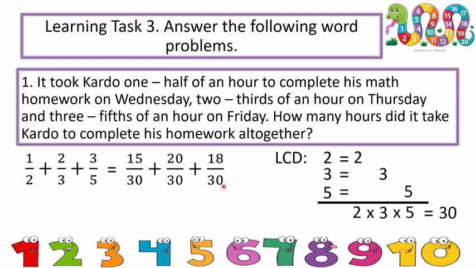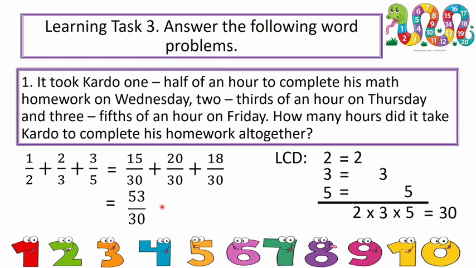So we can now add these 3 because they are all similar fractions. We can add all these 3 numerators. So 15 plus 20 plus 18. 15 plus 20 is 35, and 35 plus 18 is 53. Then we just copy the LCD. So 53 over 30. Remember that the problem is asking for the number of hours.